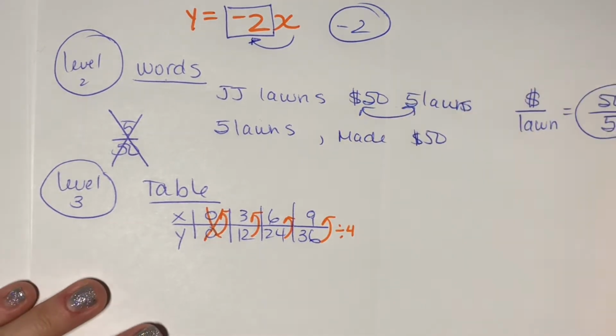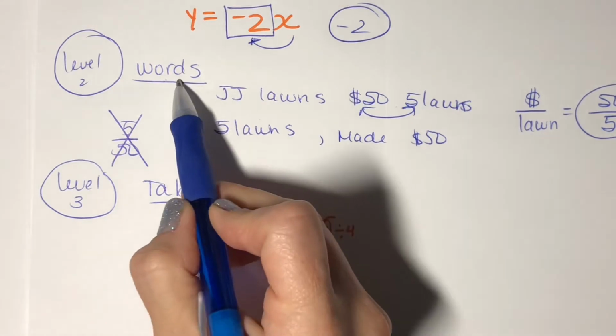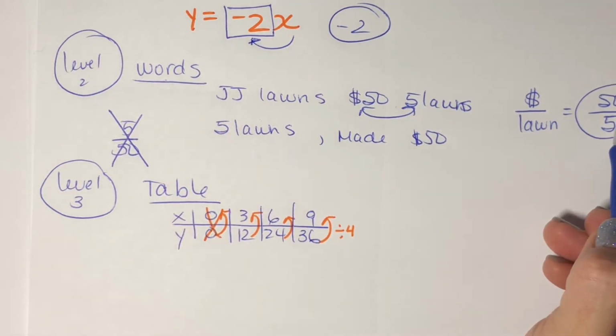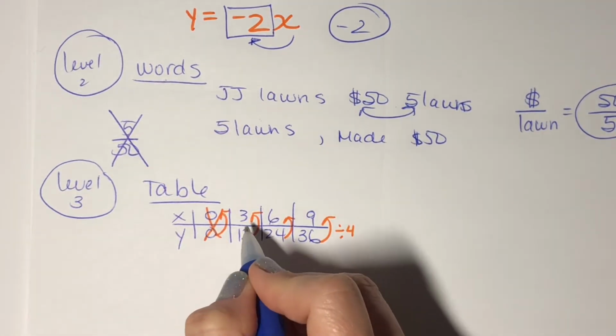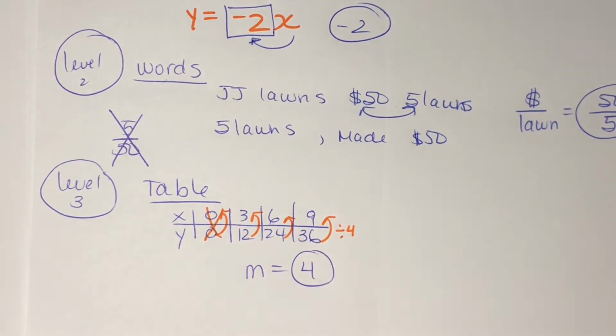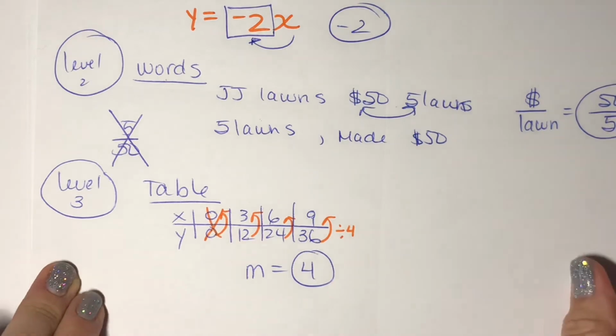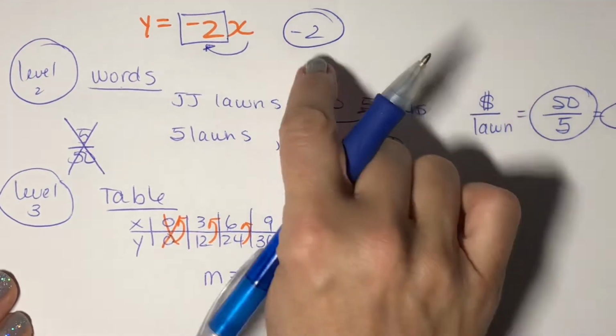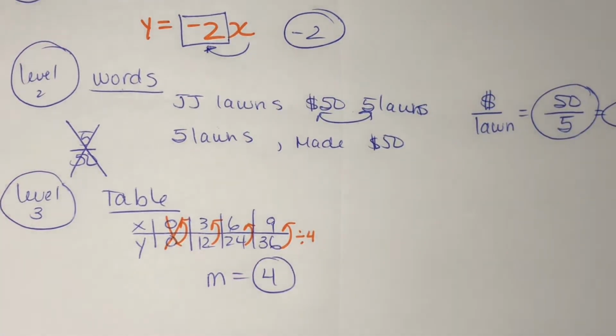So the constant of proportionality, again, it's the same thing that you did in the words. You divided the y by the x, divide this y by this x, and your constant of proportionality here is 4. Whereas up here, it was 10. And up here, it was whatever was in front of the x. So that's how you would find it from a table.